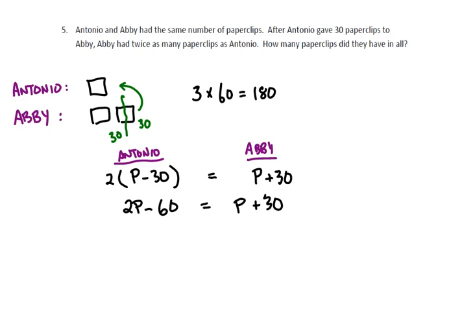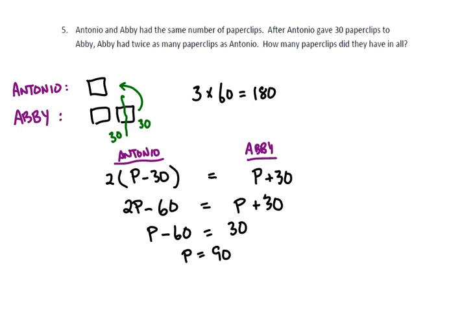Now we have 2p minus 60 is equal to p plus 30. We're going to subtract p from both sides. And that leaves me p minus 60 is equal to 30. When I add 60 to both sides, I get that p is equal to 90.